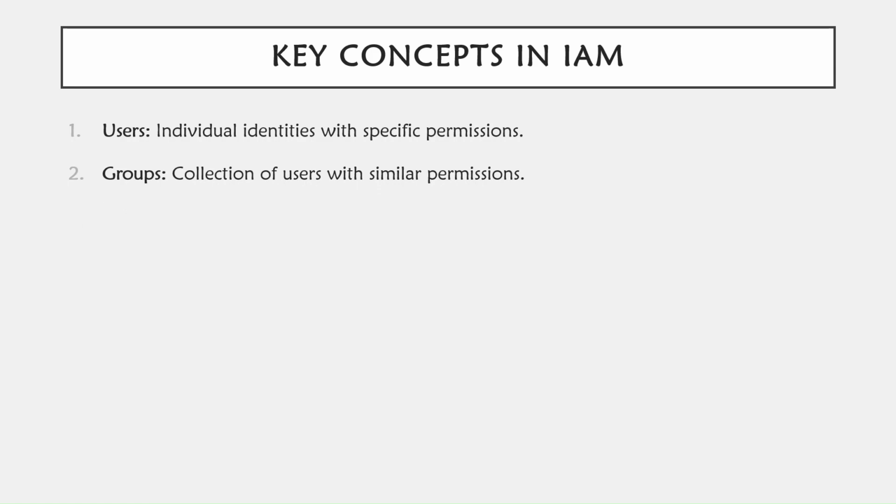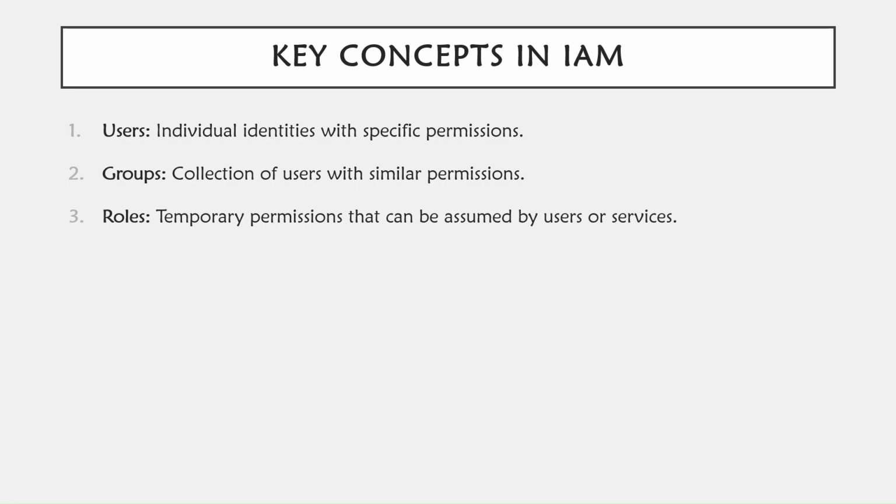Looking at the use case of a group, if you have a team of developers, you can create a group called developers and assign appropriate permissions, for example EC2 access, to that group, rather than assigning permissions to each user individually.